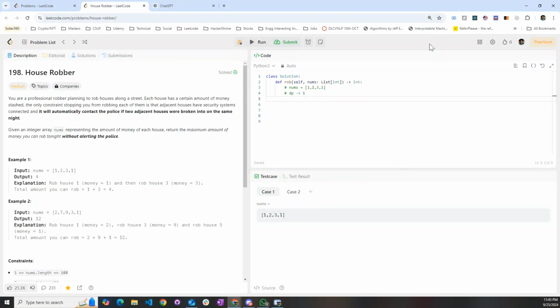Hello everyone. Now we will solve the house robber problem. It's a very good problem for dynamic programming. So we are given a list of numbers which are houses, and that's the amount in each of the houses. Our task is to calculate the maximum amount of money that can be robbed.